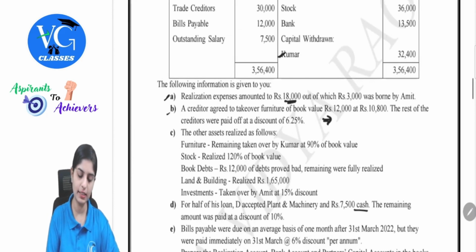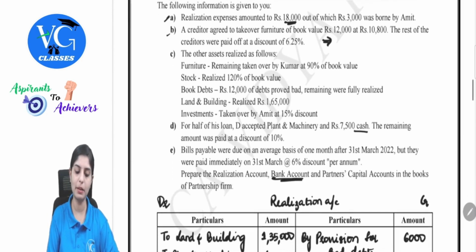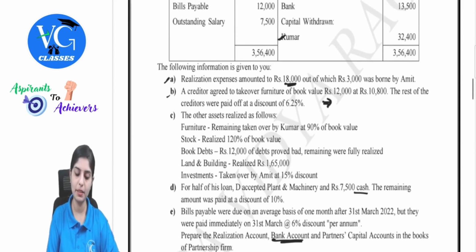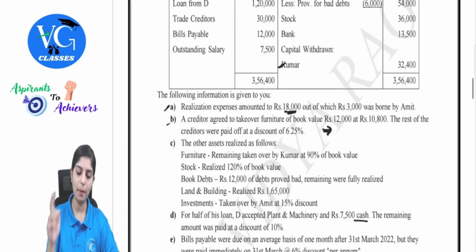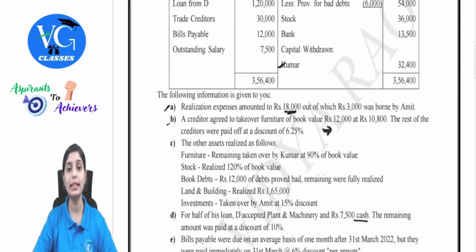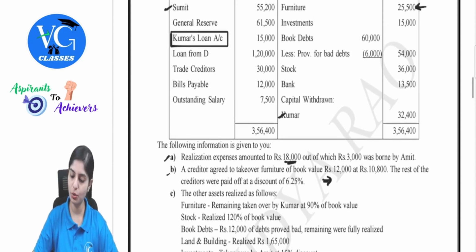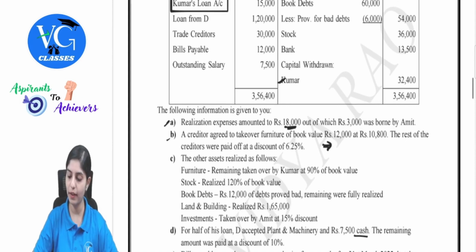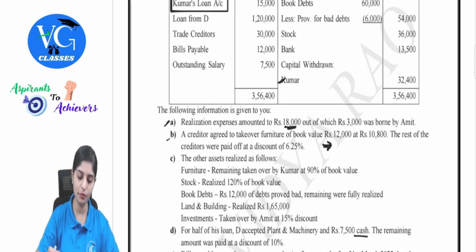Next, the other assets realized as follows. Furniture remaining taken over by Kumar, a partner, at 90% of book value. See, part of the furniture was used to settle creditors. How much of book value? 12,000. Furniture is showing at 25,500. In that, if I take out 12,000, the balance is 13,500. This is taken over by Kumar at 90% of book value. That means 90% of 13,500 will be 12,150.